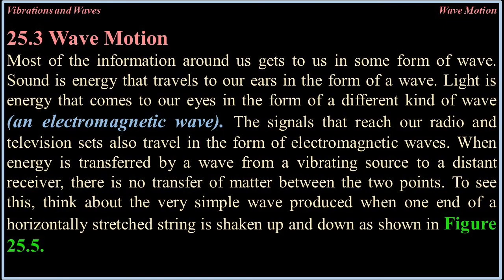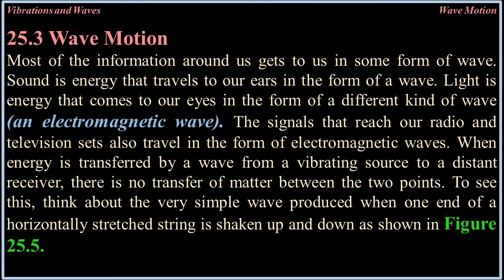25.3 Wave motion. Most of the information around us gets to us in some form of wave. Sound is energy that travels to our ears in the form of a wave. Light is energy that comes to our eyes in the form of a different kind of wave, an electromagnetic wave. The signals that reach our radio and television sets also travel in the form of electromagnetic waves. When energy is transferred by a wave from a vibrating source to a distant receiver, there is no transfer of matter between the 2 points.